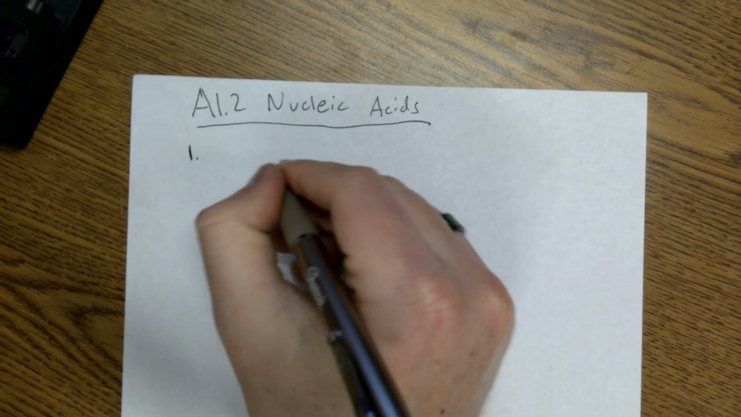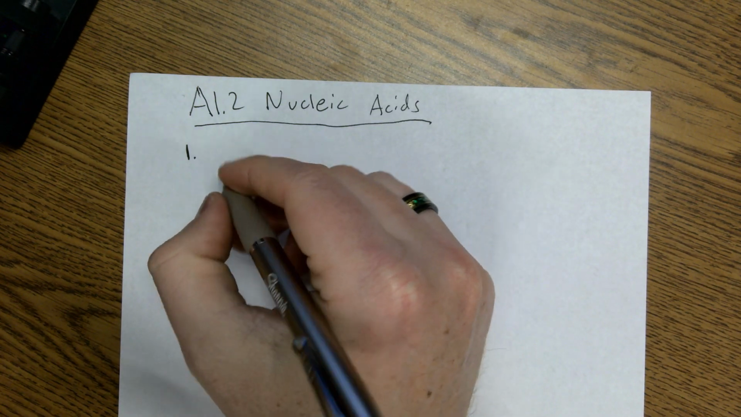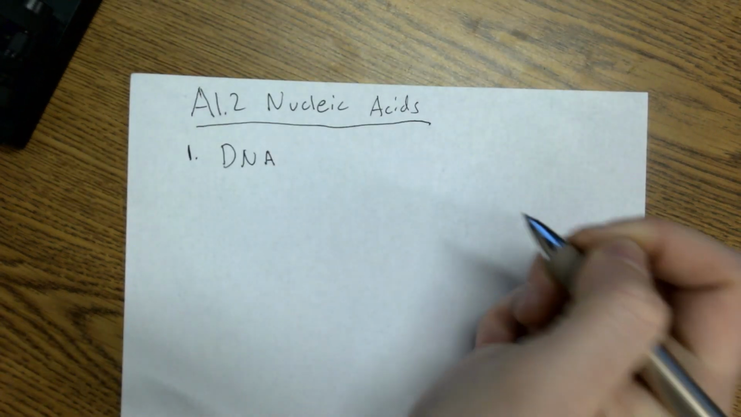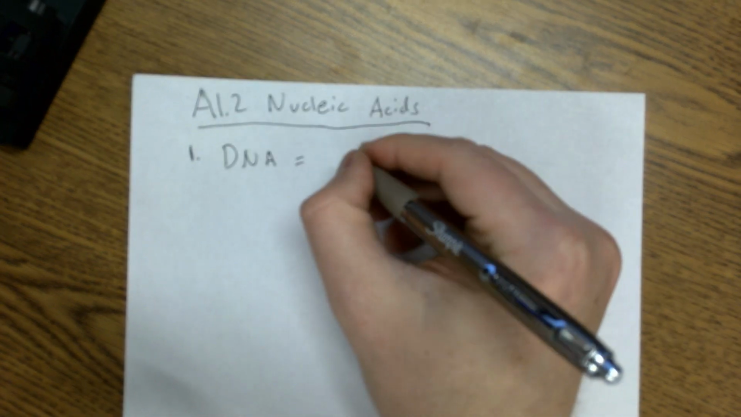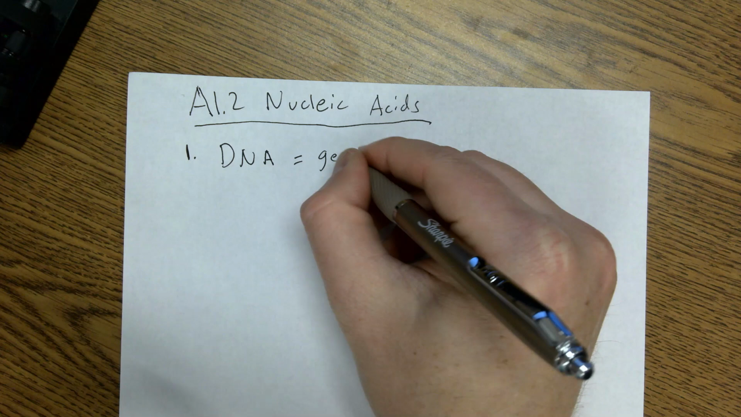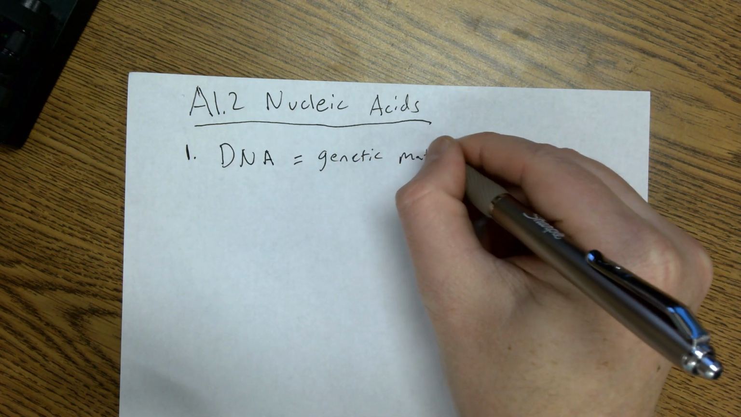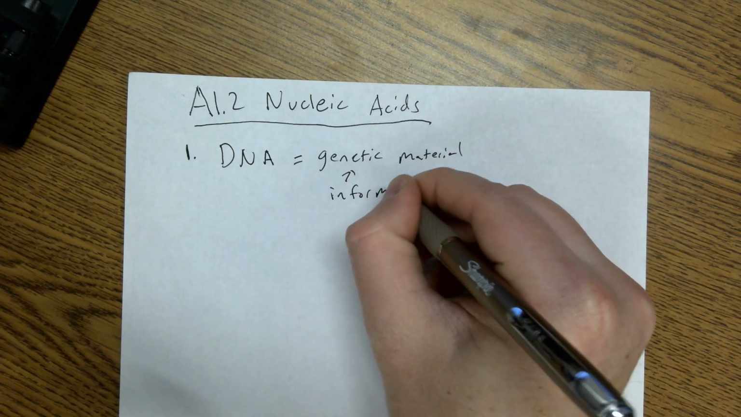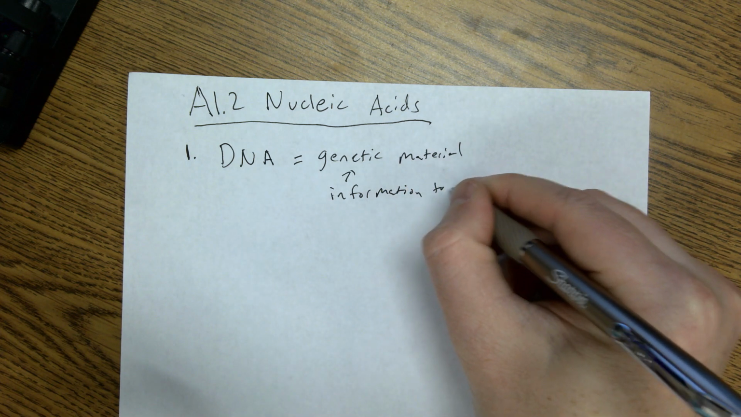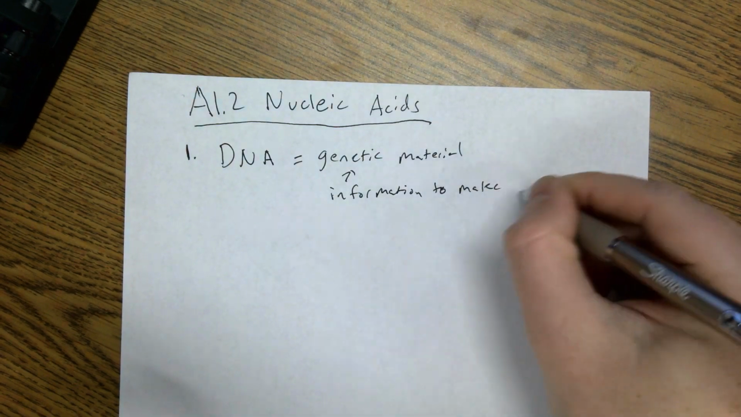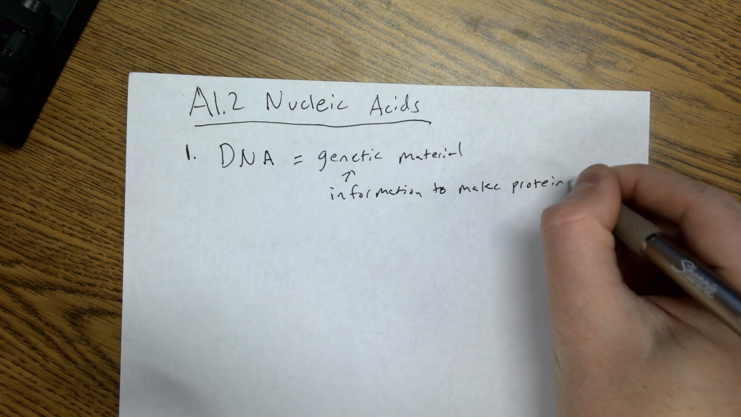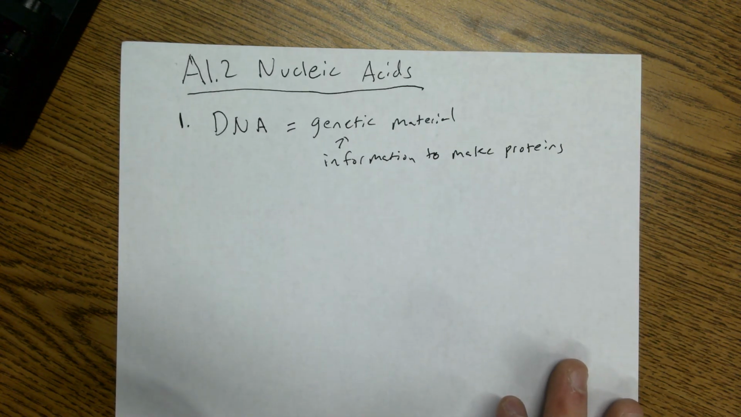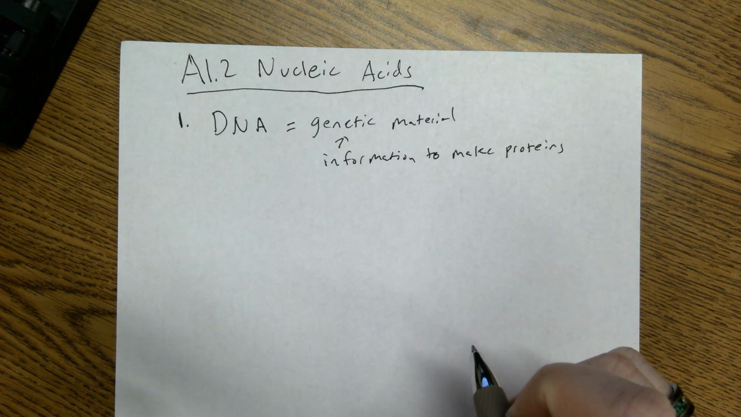So standard 1 says that DNA is the genetic material of all living organisms. And this is going to come back later, but what does genetic material mean? It means the information to make proteins is how we're going to simplify that down for right now. We'll talk more about how it does it later, but the main purpose is to make proteins, and that's what we mean by genetic material.